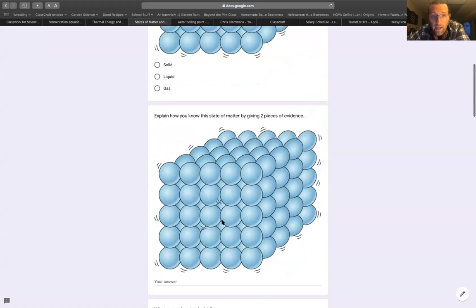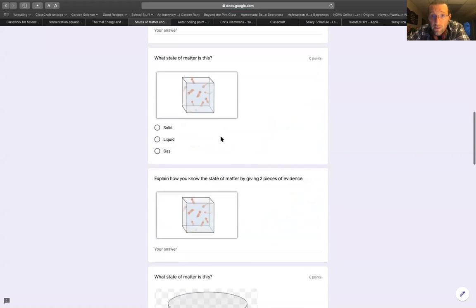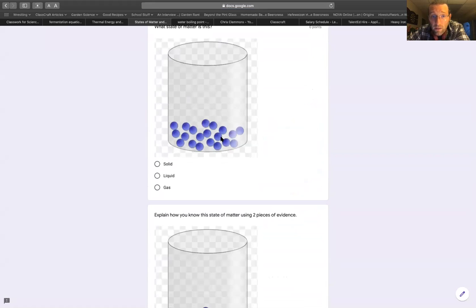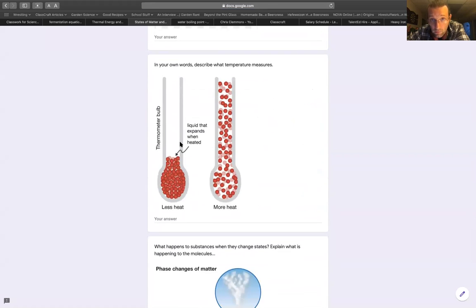So really quick, a breakdown of it. You have to explain how you know what state of matter this is up here for each of the states of matter. So give me 2 pieces of evidence, like how you know blank is a solid. Okay, how do you know? Tell me. In your own words, describe what temperature measures. So we've been kind of talking about this, and that's what those simulations were for and things like that.